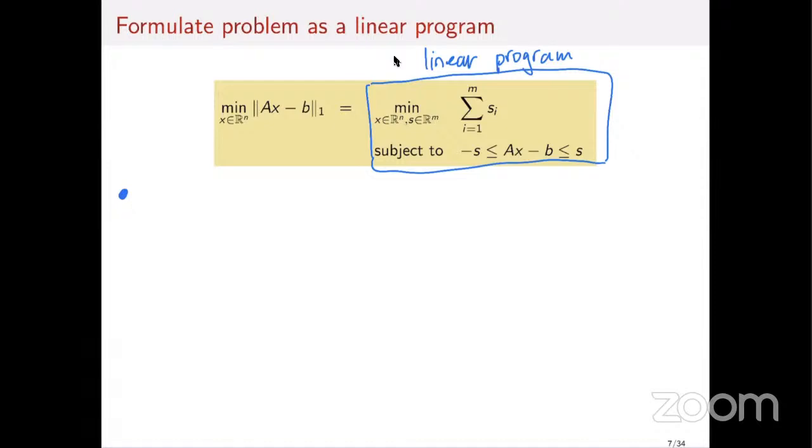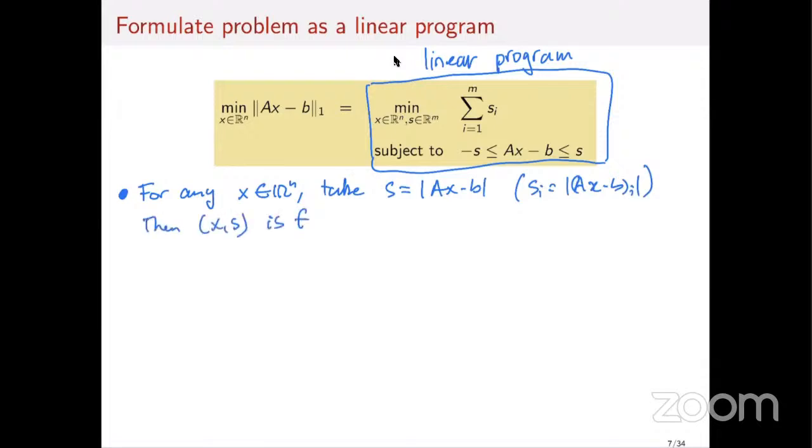How do we prove equivalence? Observe that for any x in R^n, if you take s to be the vector of the absolute value of Ax minus b, which is a component-wise absolute value, meaning more precisely that s_i is the absolute value of (Ax minus b)_i, then (x, s) is feasible for the LP. Because obviously, thinking of everything component-wise, Ax minus b is between minus the absolute value of Ax minus b and the absolute value of Ax minus b. Any real number is always contained between its absolute value and the negative of its absolute value.